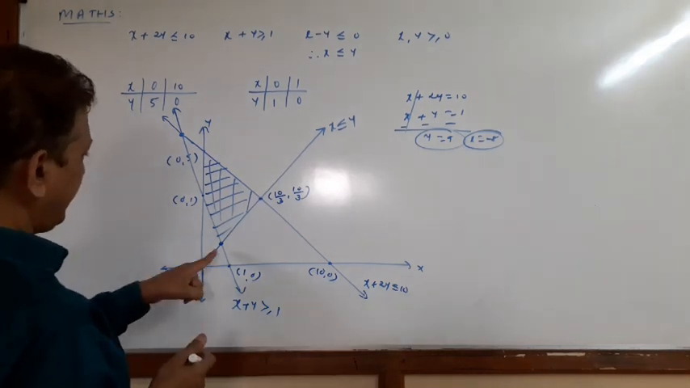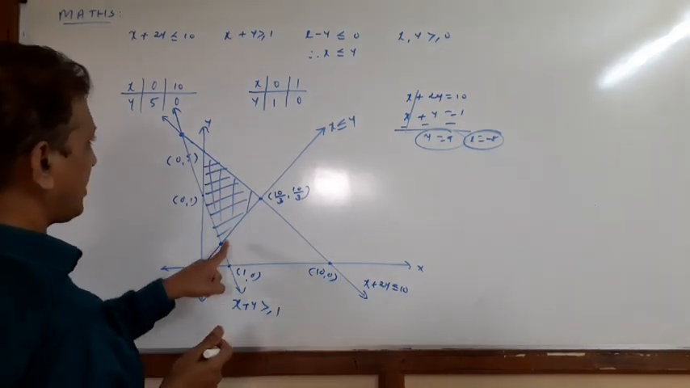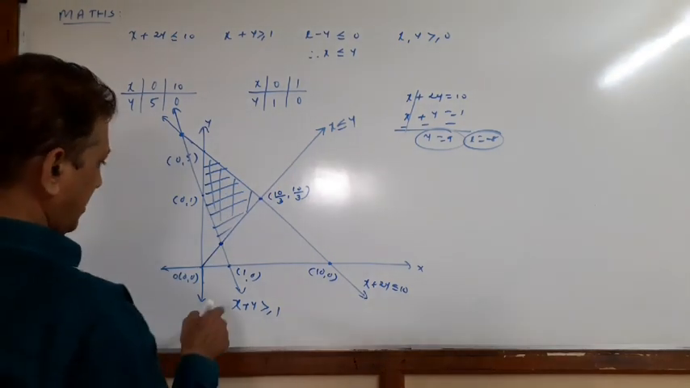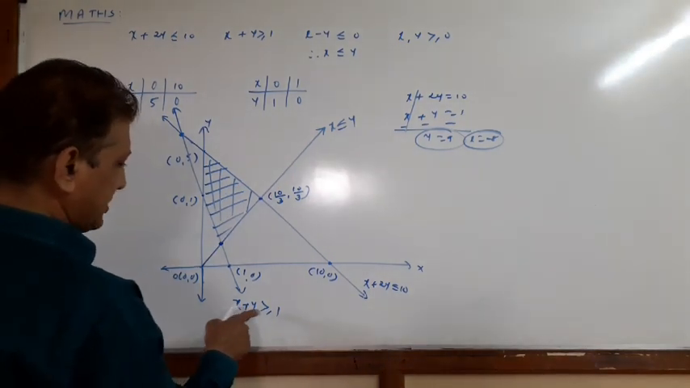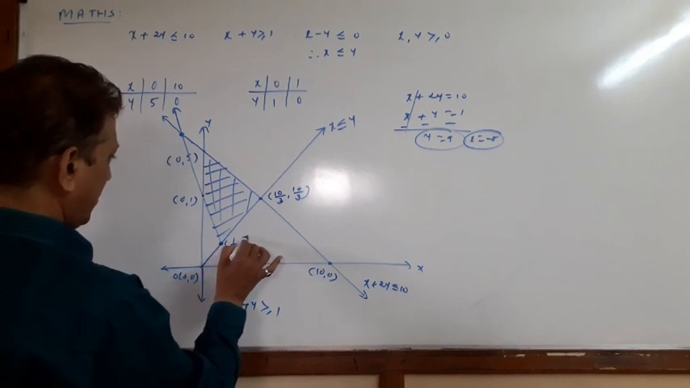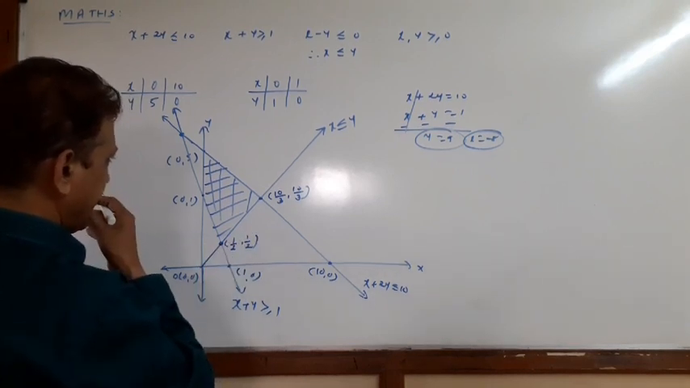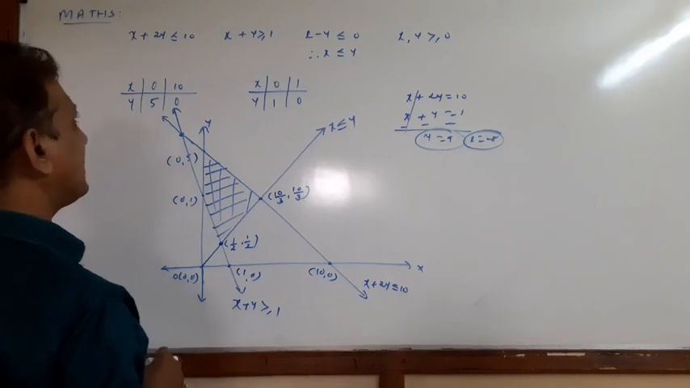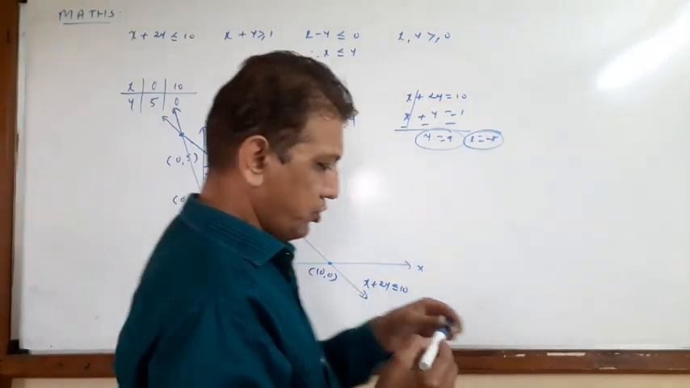Now we find this point. x plus y greater than or equal to 1. Put here x equal to y. x plus x equal to 1, 2x equal to 1, so x equals 1 by 2. y also is 1 by 2. Okay? Yeah. The common portion is this.